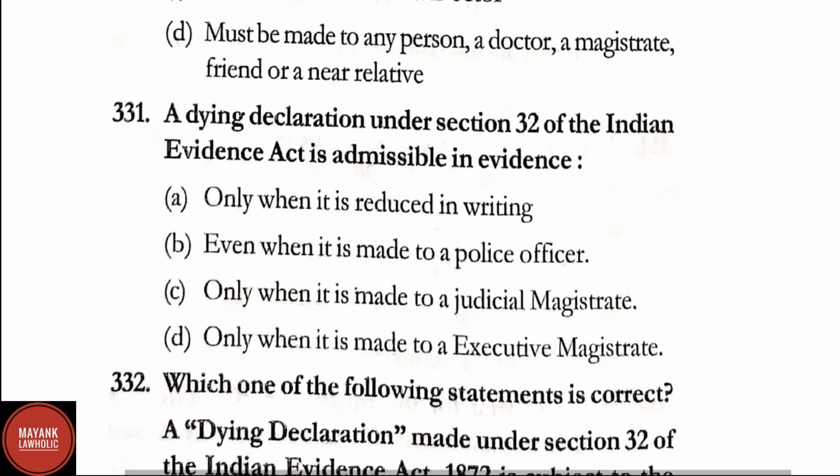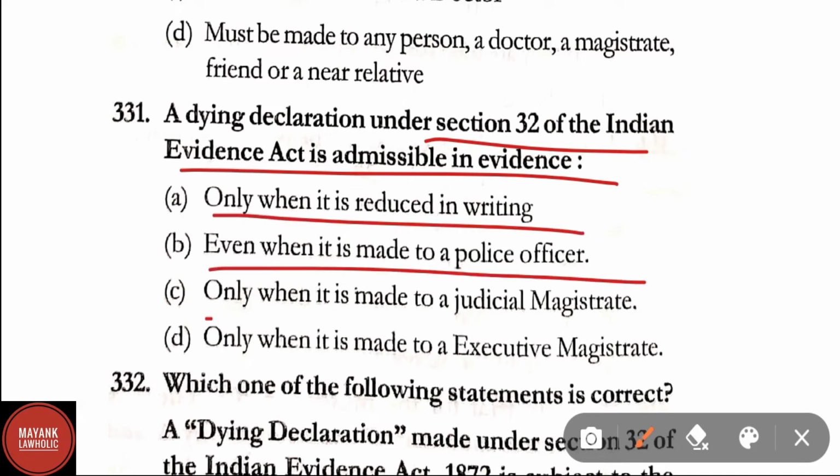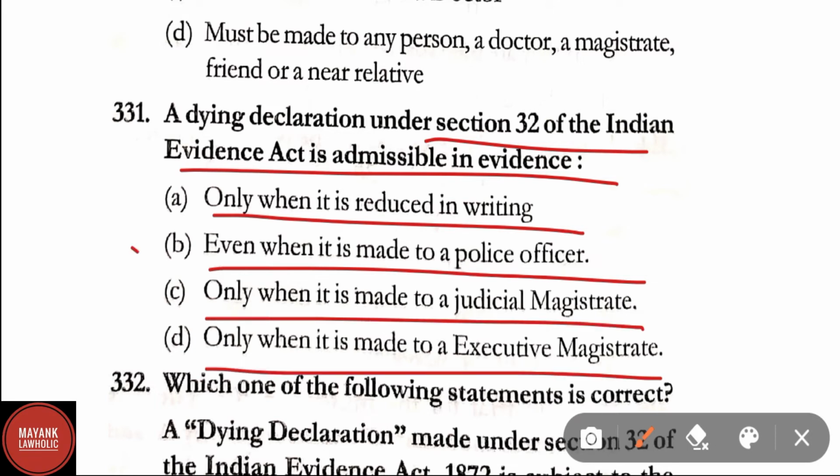Question number 331. A dying declaration under section 32 of the Indian Evidence Act is admissible in evidence only when it is reduced in writing, only when it is made to a police officer, only when it is made to a judicial magistrate, only when it is made to an executive magistrate. Here correct answer is option B, only when it is made to a police officer.